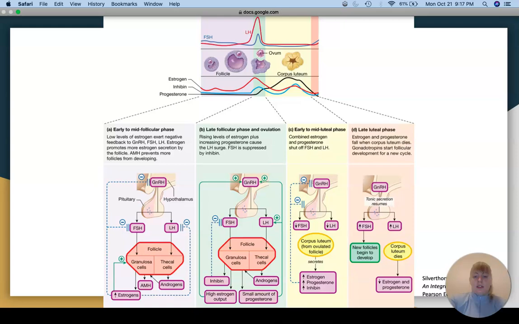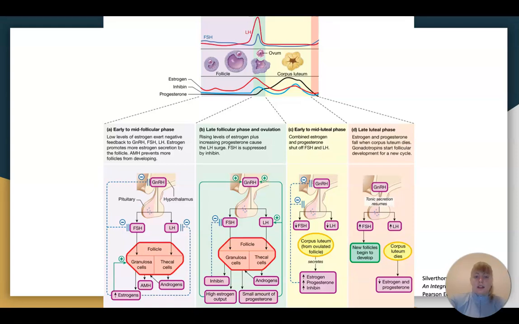And finally, this is a summary slide of everything we discussed regarding the menstrual cycle. It shows the hormones and the role they each play. And this concludes my presentation on the feedback loops and the non-gravid female reproductive system.